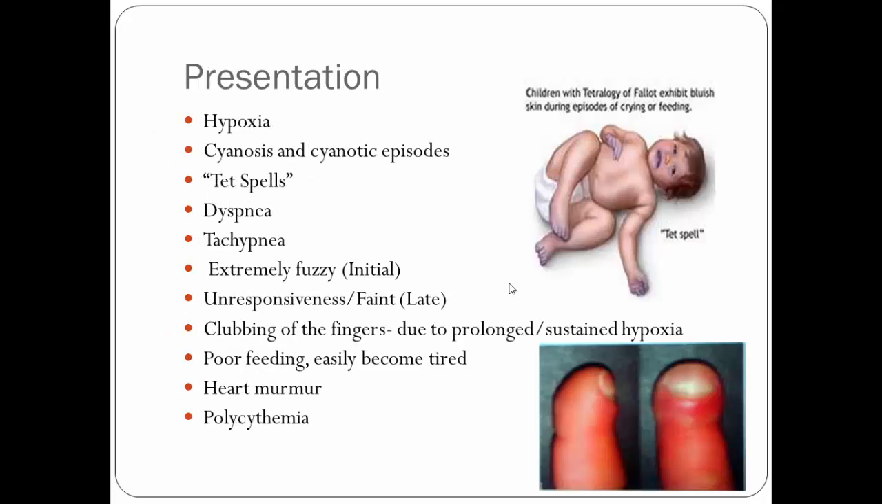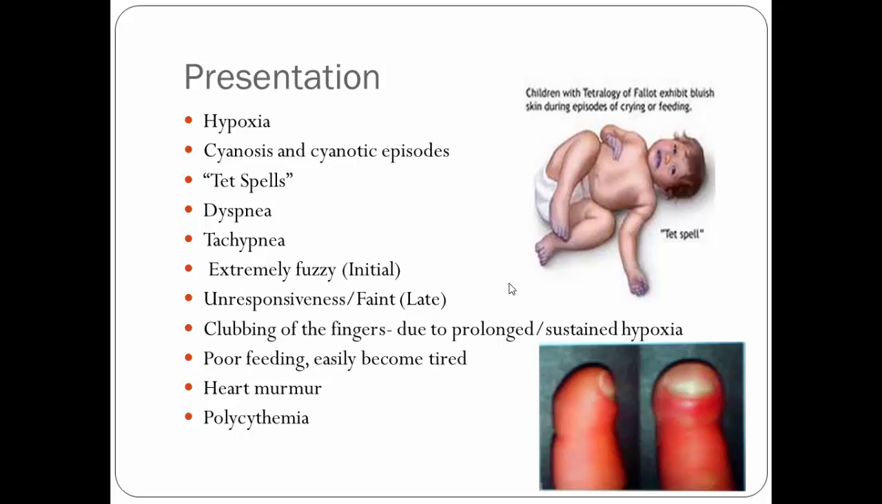Signs and symptoms of TOF usually will result within the first week of life. Hypoxia and cyanosis in the skin, lips, around the mouth, fingernails, and feet may develop as the aorta overriding the VSD allows for deoxygenated blood in through the aorta and out into the body. These children may also experience cyanotic episodes, where cyanosis and hypoxia suddenly and acutely becomes worse.